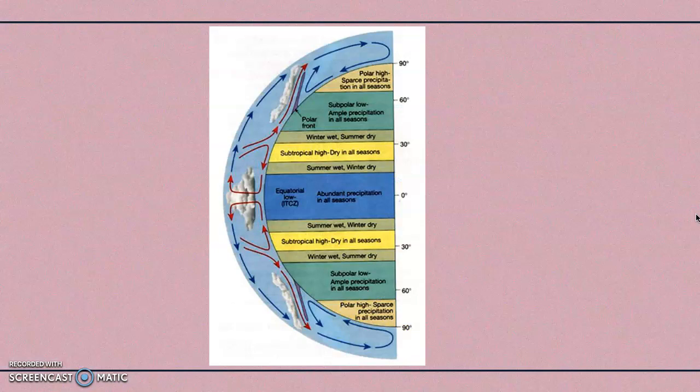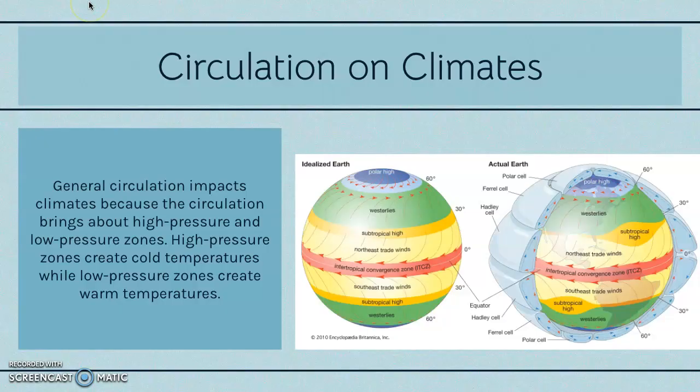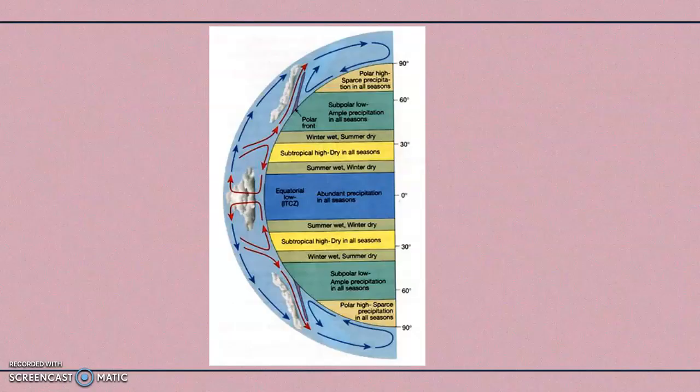And then this is just kind of to show the Earth broken in half, so we understand it has the summer wet, winter dry, has all of that, and I think that it's really helpful to know that to understand the circulation of the climates.